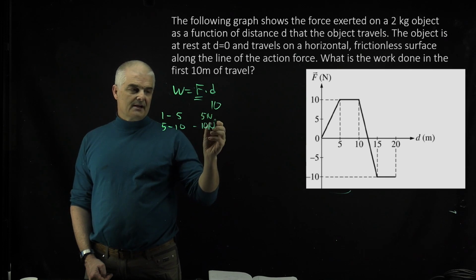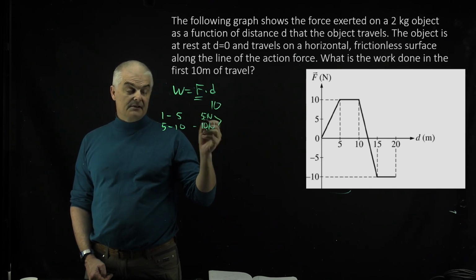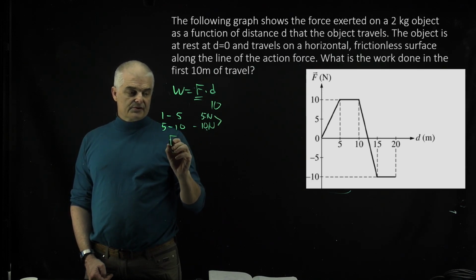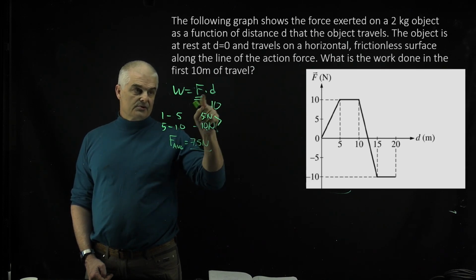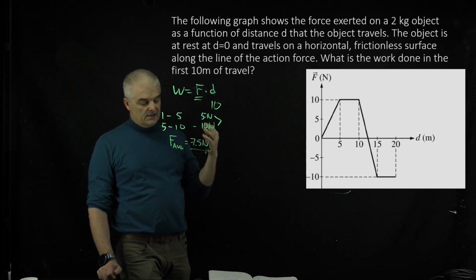So over the entire time, what is the average force? 10 plus 5 is 15, divided by 2. So the overall average force is 7.5 newtons. Once you know the force, you can multiply by the distance and you can find the work done for the first 10 meters of travel.